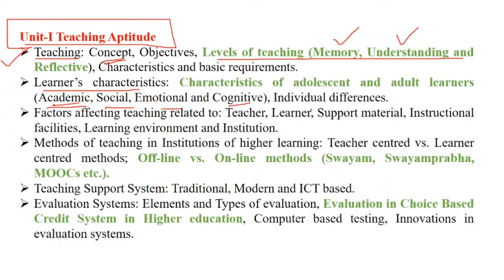Then we have individual differences, which is basically whether it is hereditary or due to natural circumstances. That we are going to see today. Then we have factors affecting teaching: related to teacher, related to learner, support material, instruction facilities, learning environment and institution. In this topic they give some general questions wherein you have to understand what exactly the question wants you to answer. The question is very easy, but you have to be very clear with the factors and answer the question.